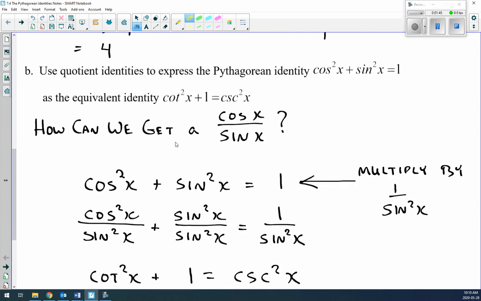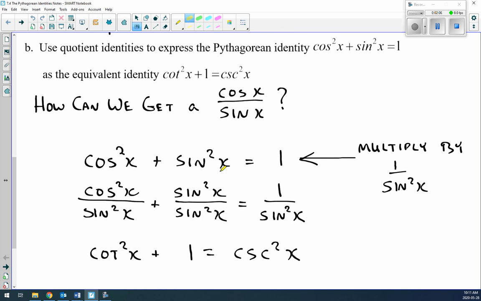Okay. B, use the quotient identity to express the Pythagorean identity cosine squared x plus sine squared x equals 1 as equivalent to cotangent squared x plus 1 equals cosecant squared x. So the key is here, look at the cotangent. You got to think about this. How do we get cosine over sine? Because that's what cotangent is. We want to do that.